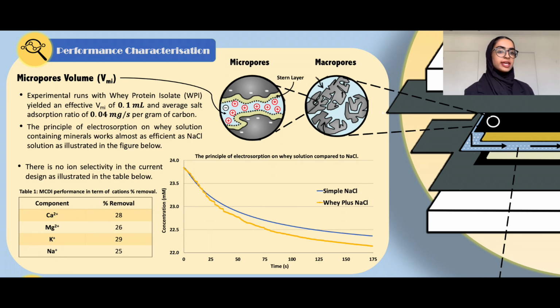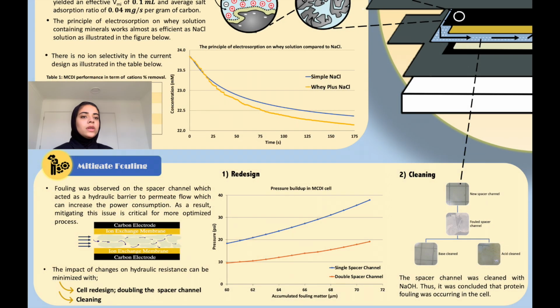As shown in the table, the result illustrates that there is no ion selectivity in the current design, which is mainly because the initial whey solution had a comparable concentration of these cations, which led to an equivalent percentage of ion removal. Fouling was observed within the MCDI unit since the pressure was increasing over time. It was determined that the fouling did not affect the electrode salt performance. Thus, it was concluded that the fouling occurred mainly on the spacer channel, not on the carbon electrode.